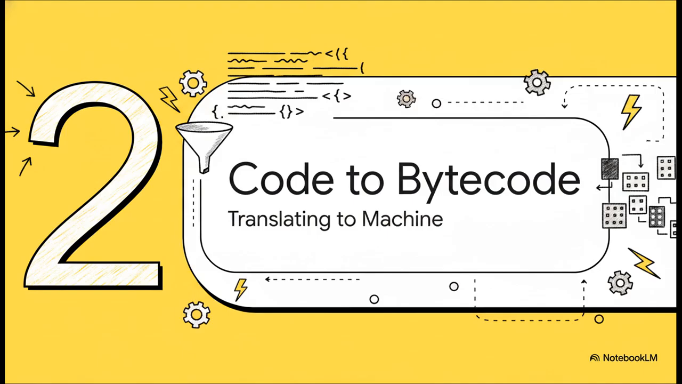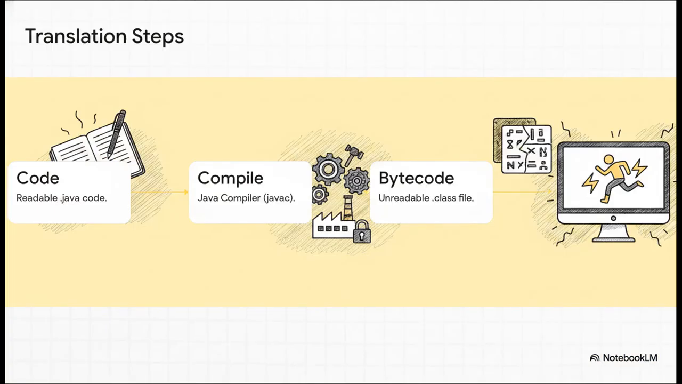Moving on to section 2, from code to bytecode. This is all about translating English to machine speak. Remember just a second ago when I said the JVM is your translator? Well, actually, scratch that. There's a little catch. The JVM absolutely refuses to read your original Java code. It won't even look at it.